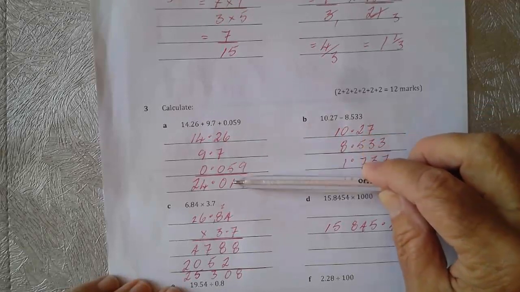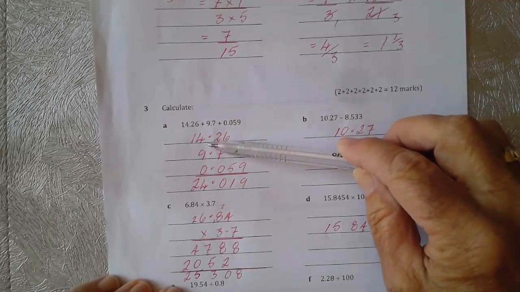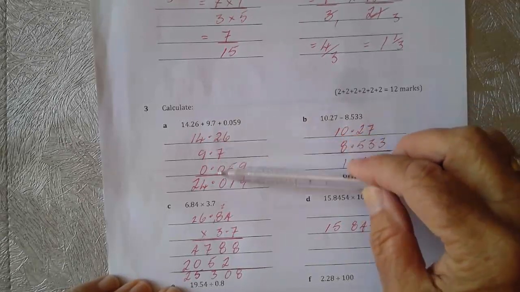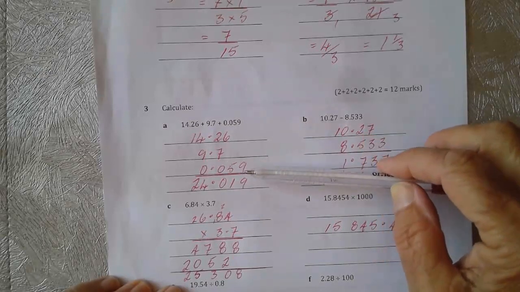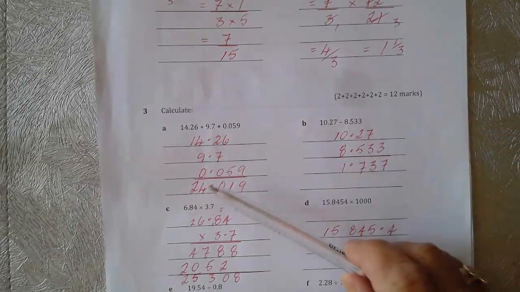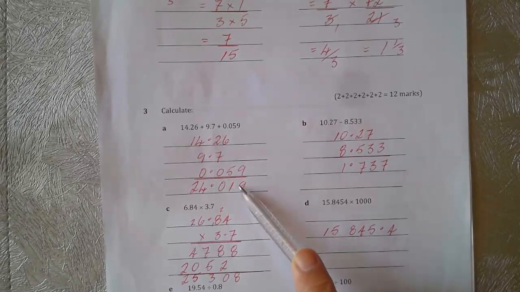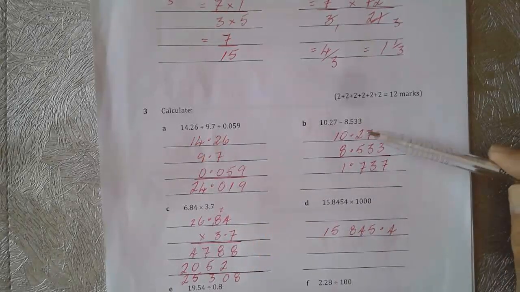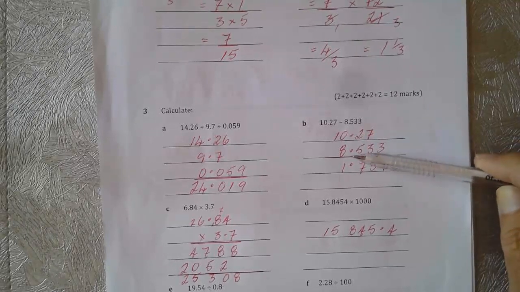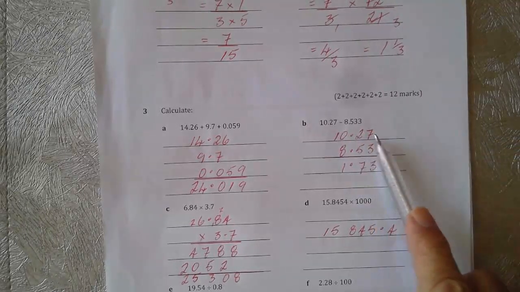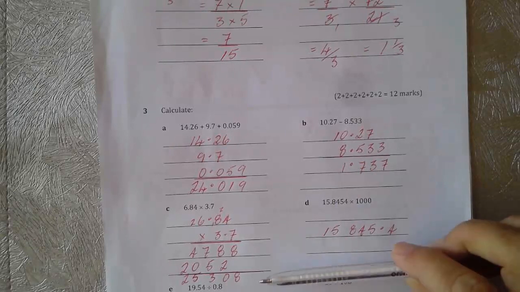Here I've laid it out in the place value that it should be, the number columns, and then decimal point fixed first, and then I add around it. Same here, decimal point fixed first, and then I've subtracted around it, normal.